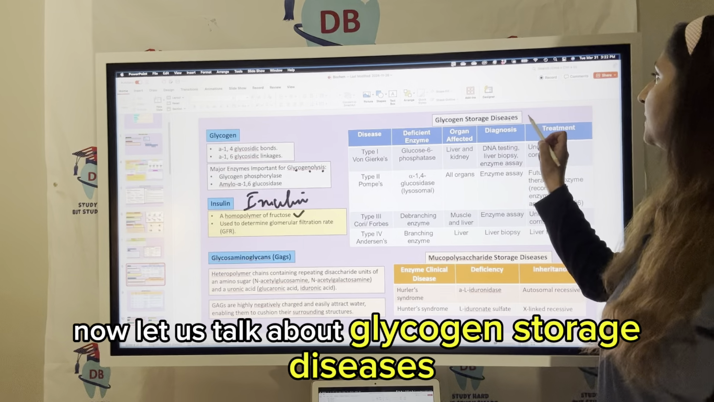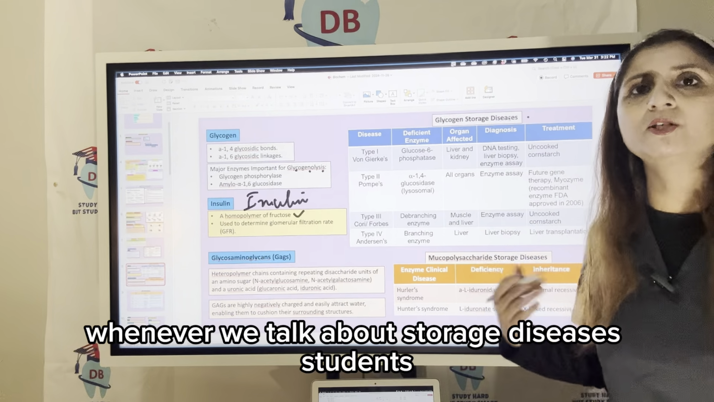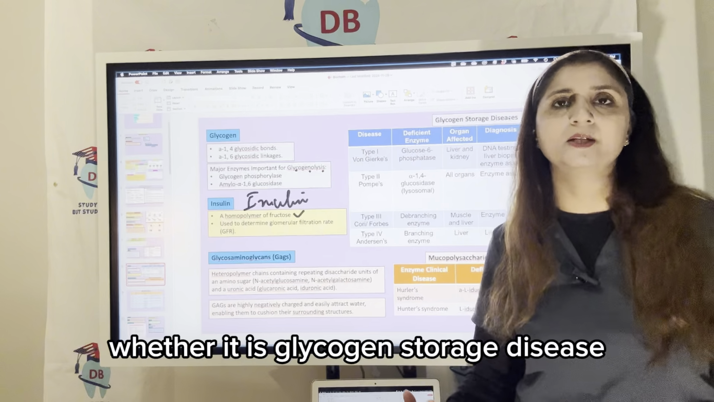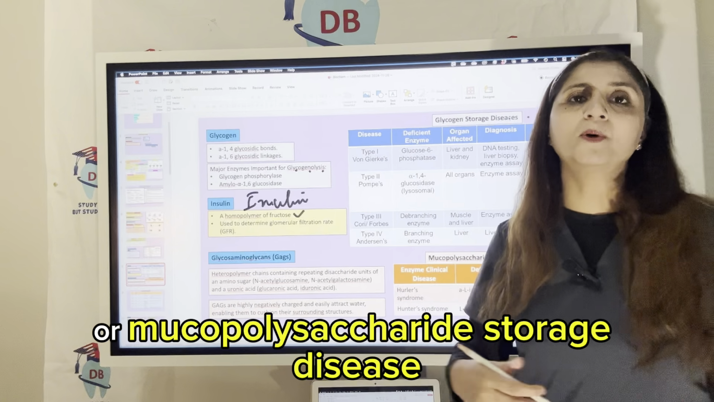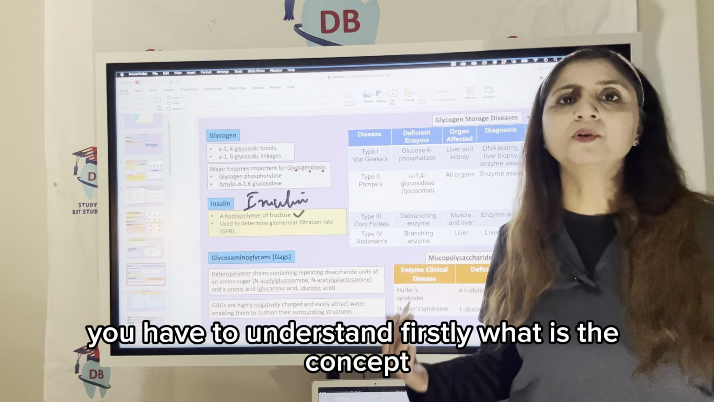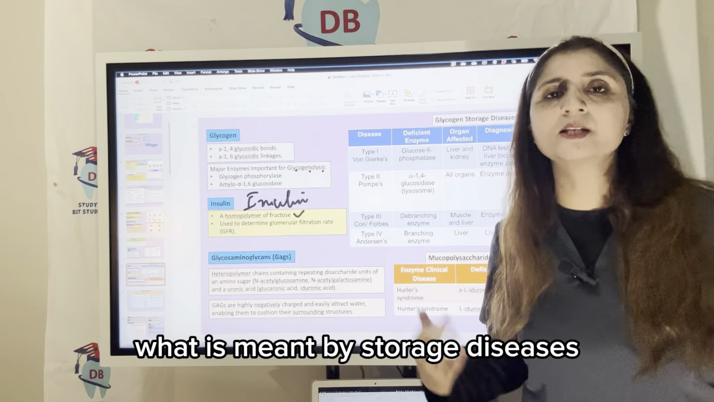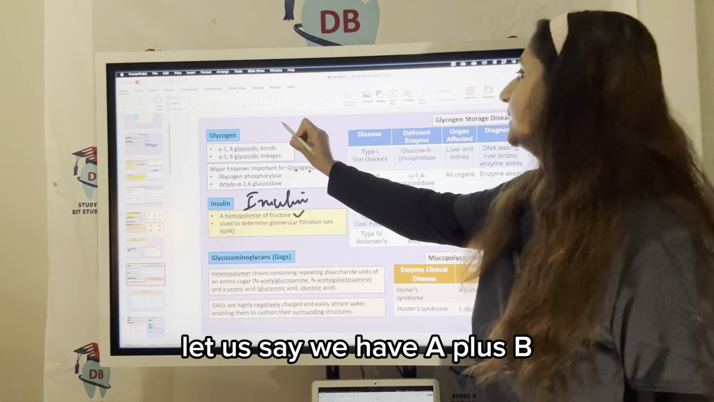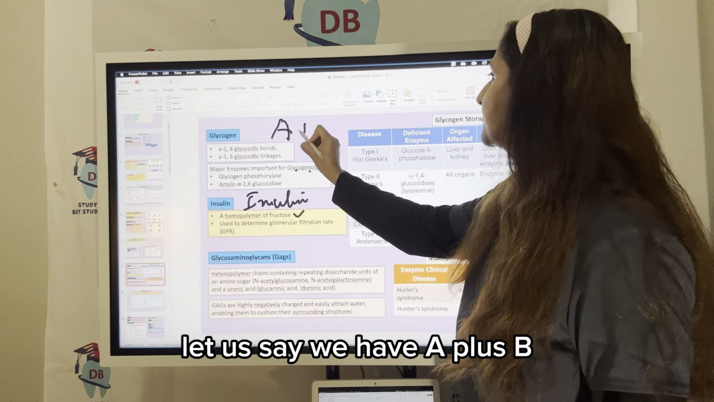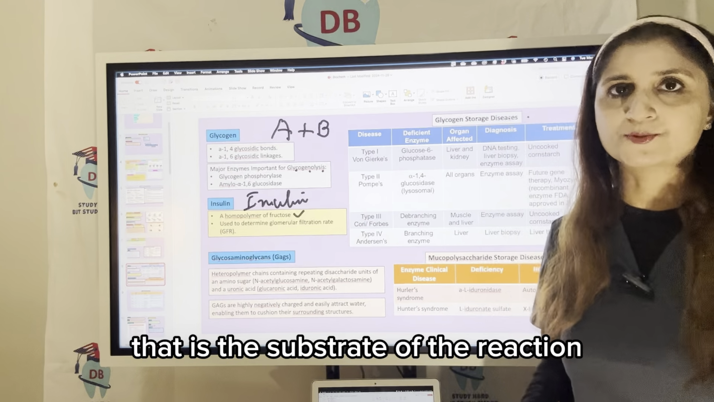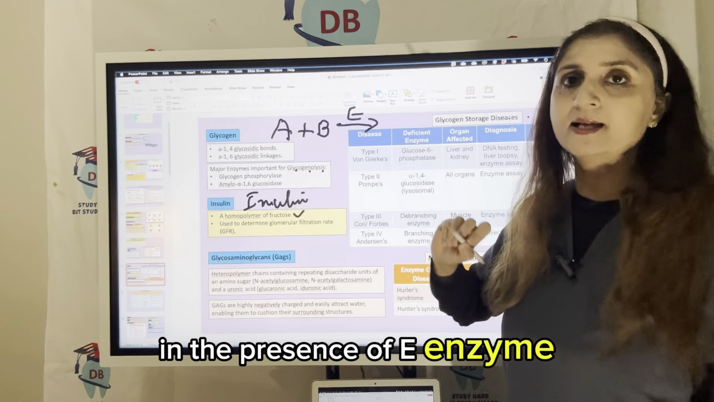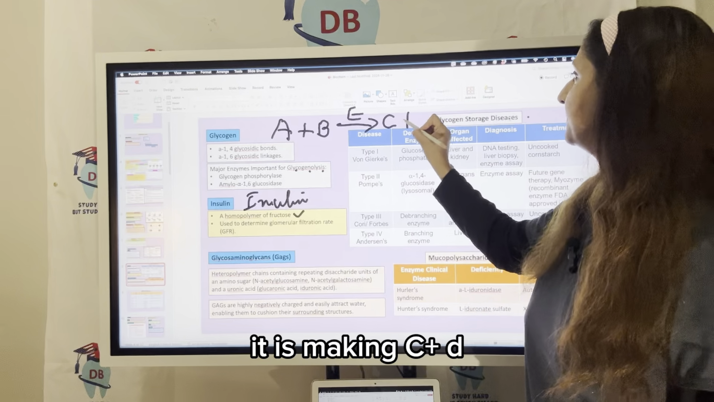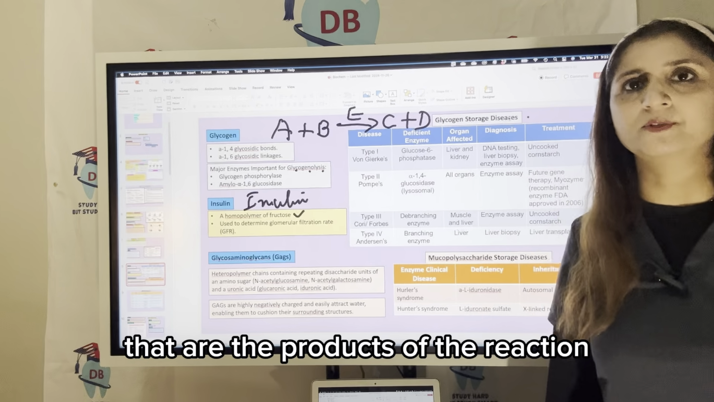Now let us talk about glycogen storage diseases. Whenever we talk about storage diseases, students, whether it is glycogen storage disease, lysosomal storage disease, or mucopolysaccharide storage disease, you have to understand firstly what is the concept, what is meant by storage diseases. Let us say we have A plus B, that is the substrate of the reaction. In the presence of enzyme E, it is making C plus D, which are the products of the reaction.